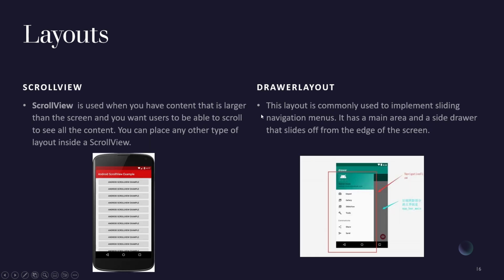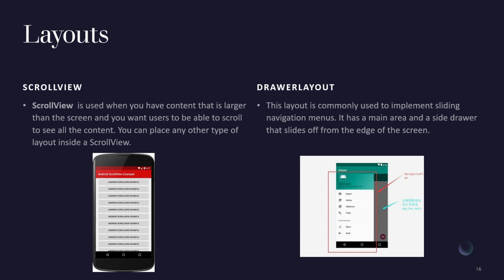Scroll view is used when you have content that is larger than the screen and you want users to be able to scroll to see all that content. You can place any other type of layout inside scroll view. Scroll view is typical when you scroll up in, I don't know, Twitter, or at least X, or TikTok. The scroll is the same type.